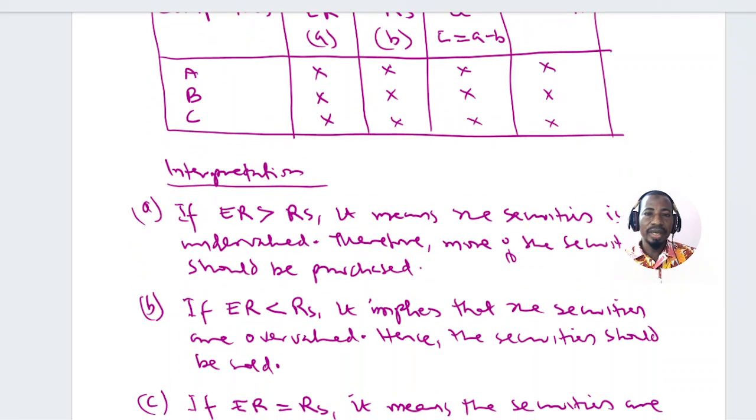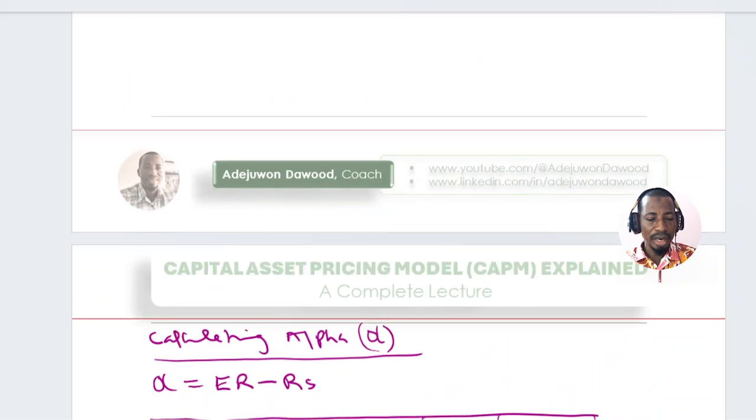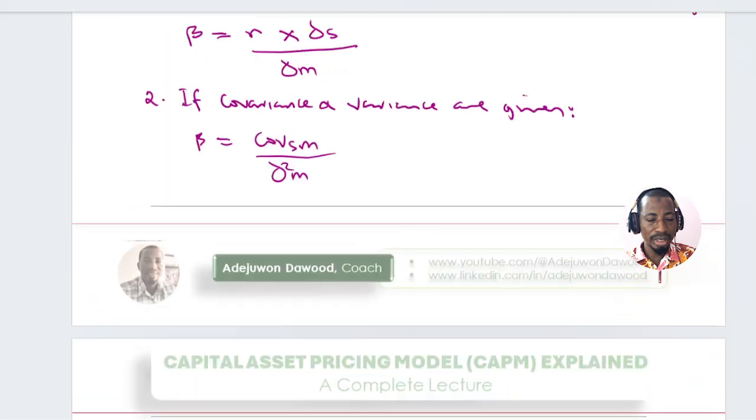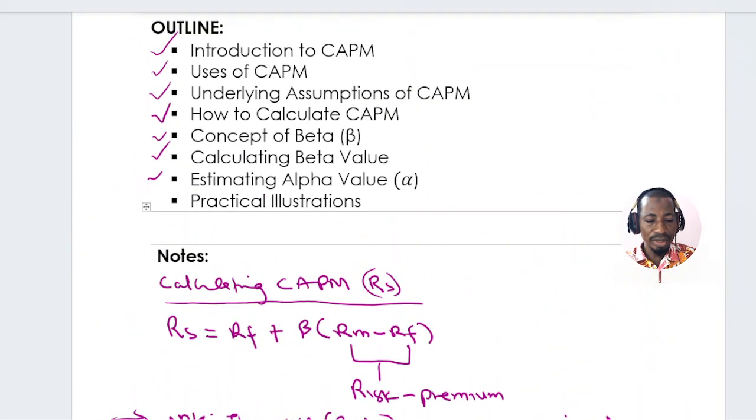Again, whether your examiner asks you or not, it's important for you to advise. You need to provide professional advice on what needs to be done on the securities in the portfolio or on the short-term investment. Okay, I think we are done with all the explanation of the concepts under the capital asset pricing model. The next thing we want to do now is to have practical illustrations. So let's have practical illustrations.